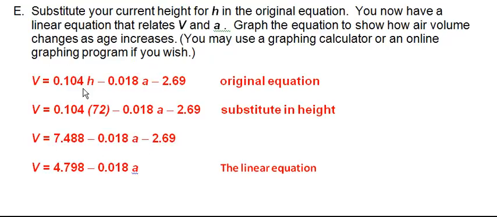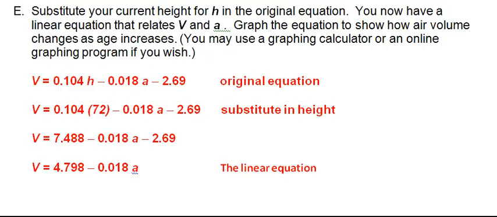So, once you plug in your h for your height, you simplify it. You multiply these two together and get 7.488. Then you're going to subtract 2.69 from the 7.488, and you get 4.794. Here is your linear equation. Notice this right here is going to turn out to be your slope. This right here is going to turn out to be your y-intercept. The slope is going to be negative, so it means it's going to go downhill.